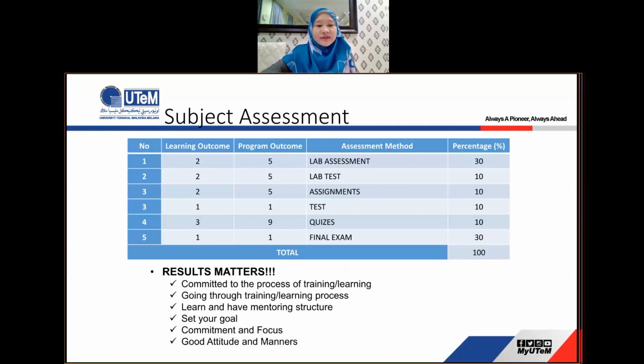So the result matters. So how do you want to get the best results? You must give your full commitment to the process, through this process of training and learning. And what is important is to set your goal. For example, set the highest goal. If you want to get A, you must give full commitment and focus, and also give good attitude and manners, and please respect your lecturers as well.